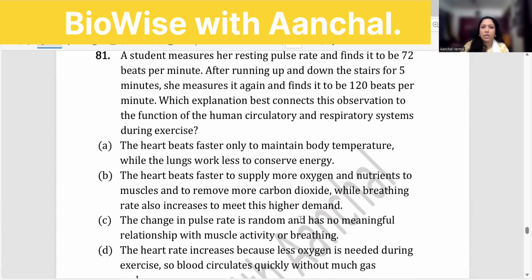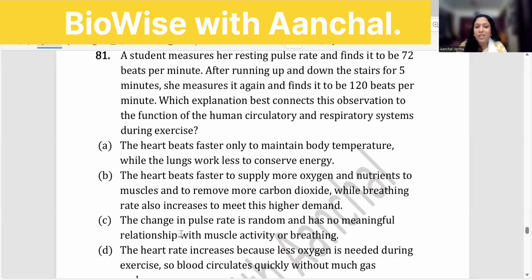You take your time to read, okay? A student measures her resting pulse rate and finds it to be 72 beats per minute. After running up and down the stairs for 5 minutes, she measures it again and finds it to be 120 beats per minute. Which explanation best connects this observation to the function of the human circulatory system and respiratory system during the exercise? The heart beats faster only to maintain the body temperature while the lungs work less to conserve energy? No. The heart beats faster to supply more oxygen and nutrients to the muscles and to remove more carbon dioxide, while breathing rate also increases to meet the higher demand.